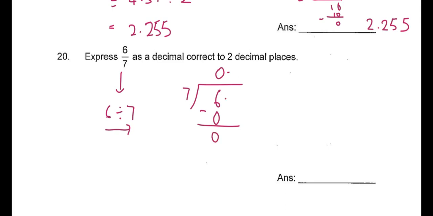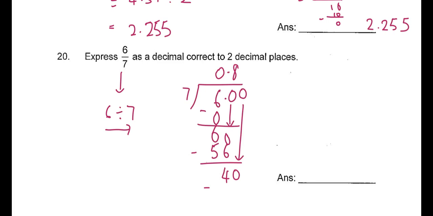That's where the decimal point comes in. Okay, so this is 60 over 7 now. 60 divided by 7 would actually give me 8, 56, and 4. Now I will still want to continue because I need 2 decimal places. So I'm going to continue.